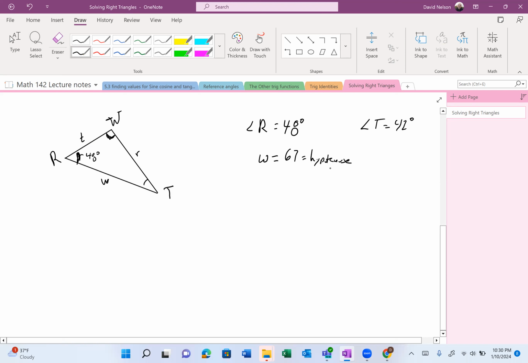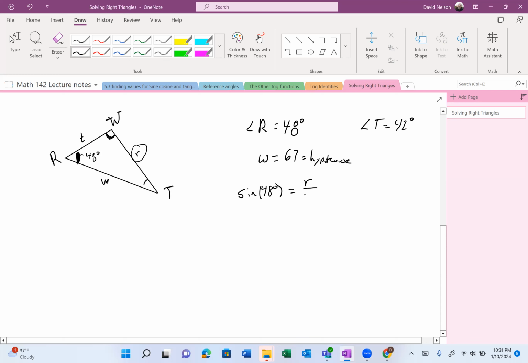So we've got the value of the hypotenuse. If I'm looking at angle R and I'm trying to find, let's find side R to start with. Side R is the side that's opposite angle R. So if I'm looking at side R, that's going to be the opposite. And if I have the opposite and the hypotenuse, then I want to use the sine function. So the sine of 48 degrees is the opposite side.